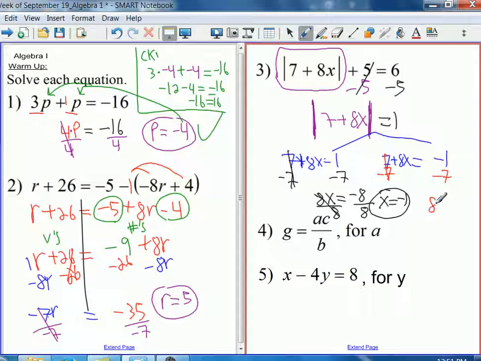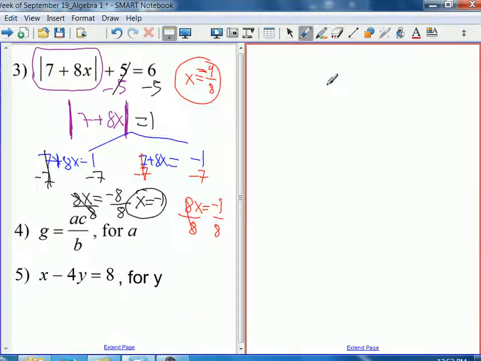You got 8x equals negative 9. And when you divide by 8, you'll have x equals a fraction of negative 9 over 8, which is fine. And that's our second answer. The trick that we like to think of is when there are two lines here, there are two answers, typically. There's one situation where there's not, but it's pretty rare.